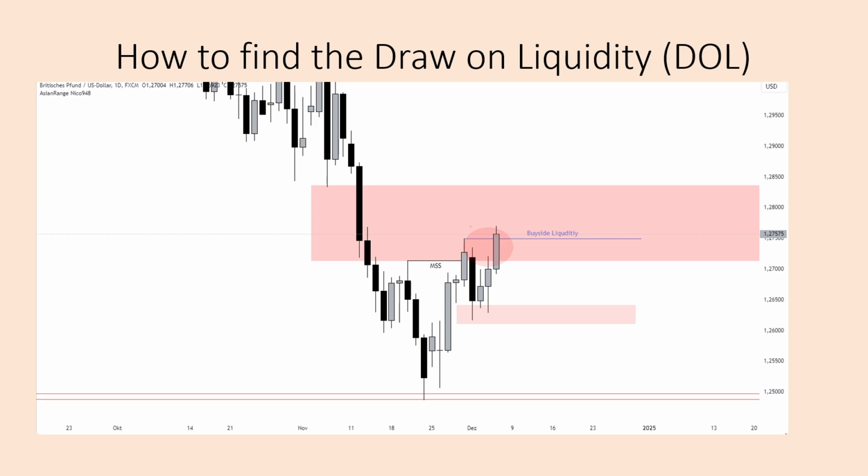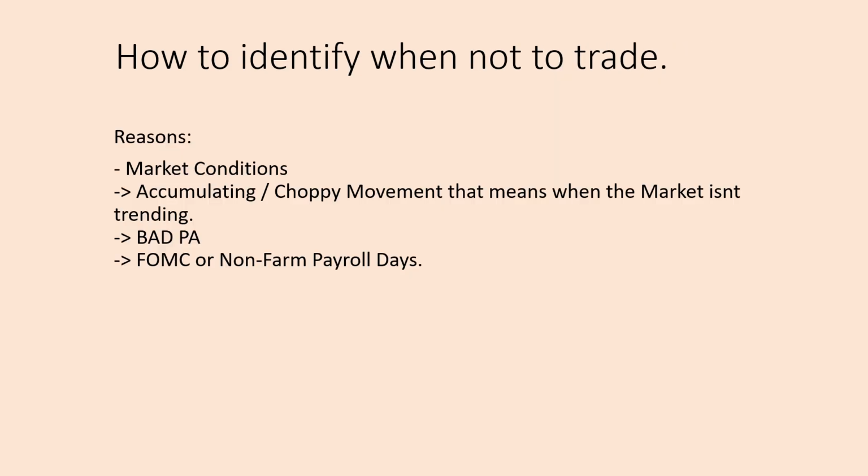The most important factor in finding the draw on liquidity is the bias. You have to know where the price is going. If you know it's bullish, then it's simple to know that the price will reach this buy side liquidity, especially if it showed you some reaction out of a fair value gap or swept a low, for example. That was it for draw on liquidity. I hope you understood it.